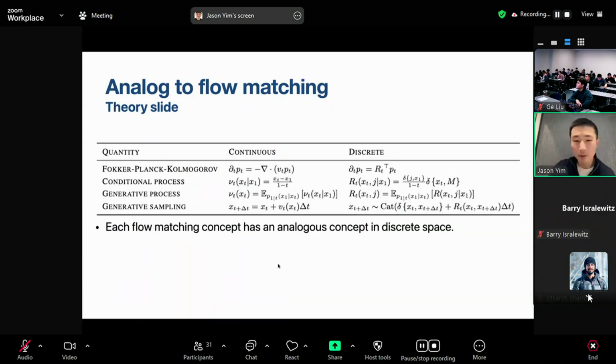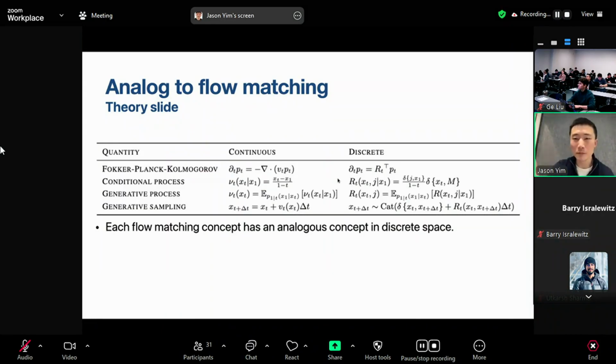Something I really like about this is that, at least in flows, it's very easy to reason about continuous and discrete because the equations look very similar to each other. In the continuous case, you also have a Fokker-Planck equation of how the probability distribution evolves. You can define that for the discrete case too, except here you have a velocity field V_t, and there you have a rate matrix R_t. I'm not going to go over the rest of the equations, but it's very interesting to think that whatever is in continuous space, there's also the same concept in discrete space that lets you reason about it.